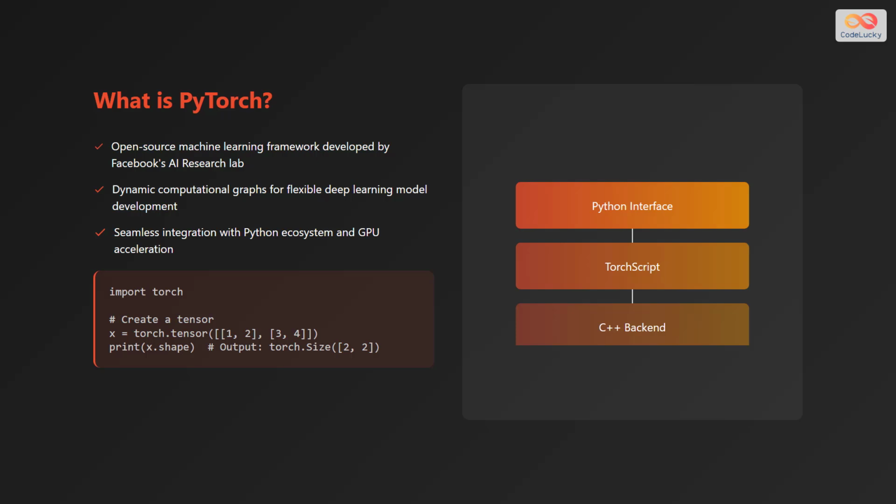Here's a simple example of creating a tensor in PyTorch. Import torch. Then create a tensor x using torch.tensor with values 1, 2, 3, and 4. Print the shape of x, which will output 2 by 2.